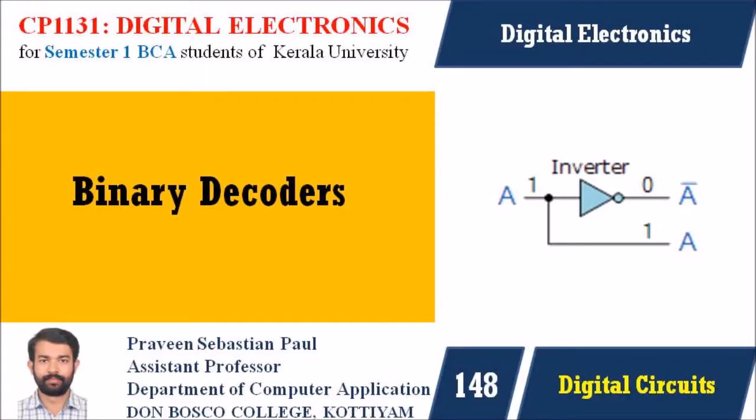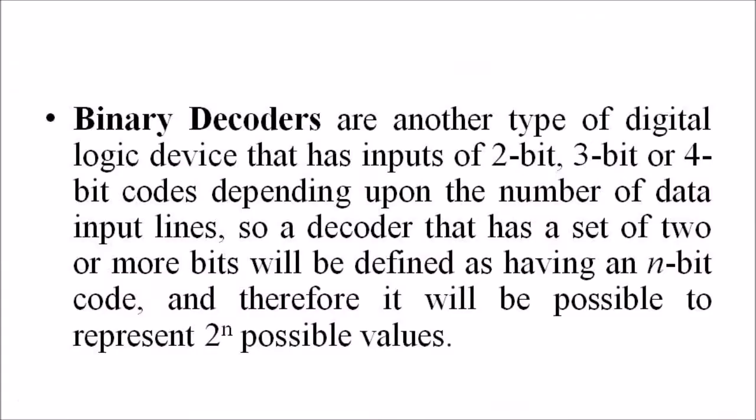In this lecture, we are discussing the concept of binary decoders. Binary decoders are another type of digital logic devices that have an input of 2-bit, 3-bit or 4-bit code depending upon the number of data input lines. So, a decoder with a set of 2 or more bits is defined as having an n-bit code, and therefore it is possible to represent 2 raised to n possible values.